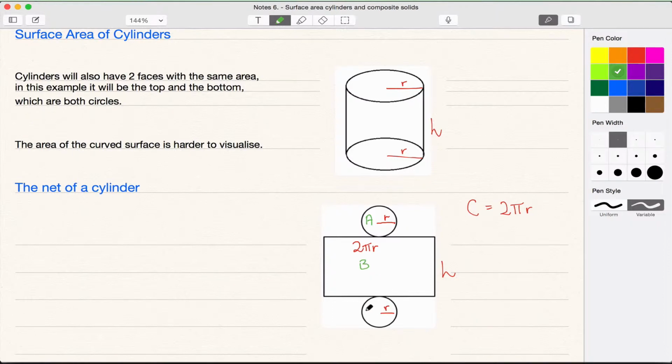If we label our shapes again, or our faces, just to help with what I'm going to work out here, we can say the total surface area will equal the area of A plus B plus C. A and C are the same. So we can say 2 times A, which is the same as A and C. Now B, I'll write that in.